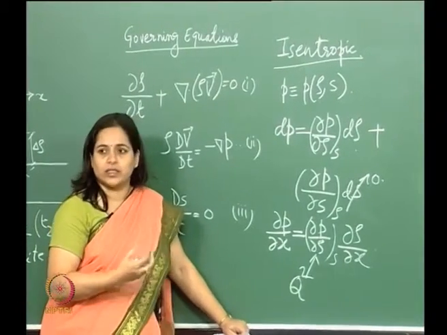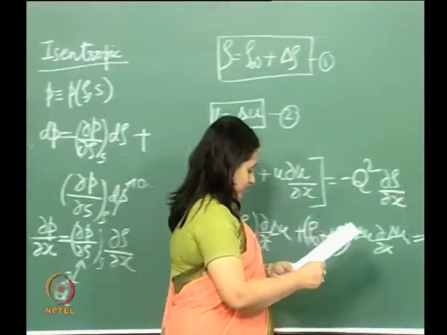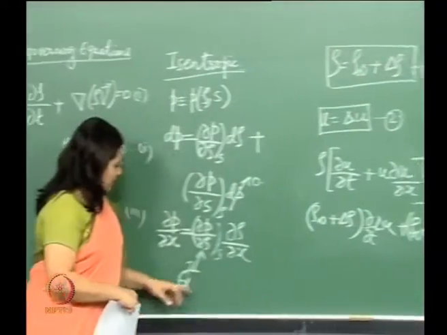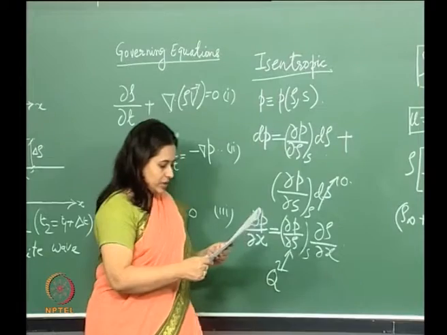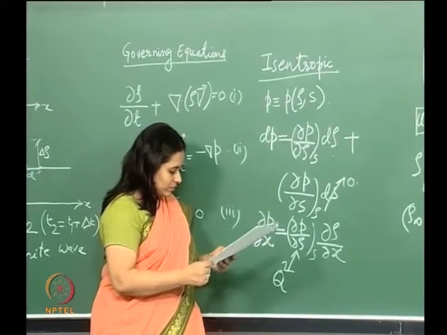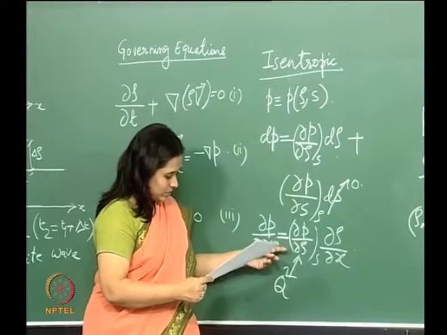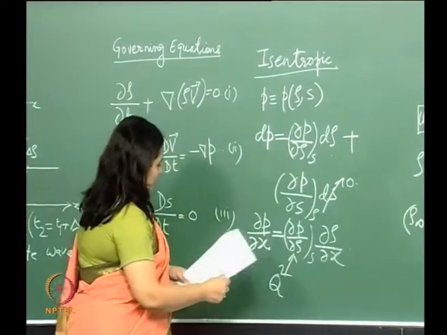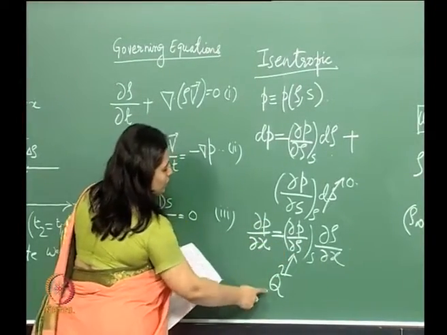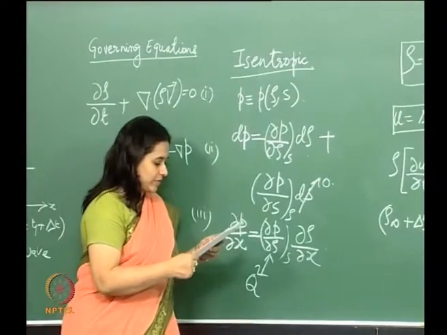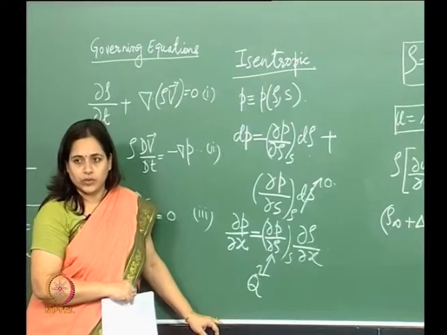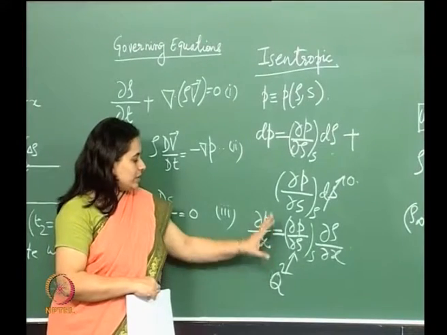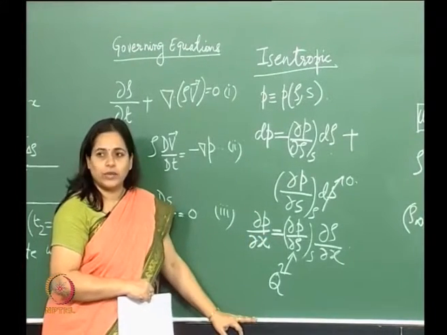Let us use a Taylor series, mathematically. Now, what we have seen here, q square is a function of the density and entropy, but entropy here is constant. So, we can just say that this is basically tracking the change of the pressure.